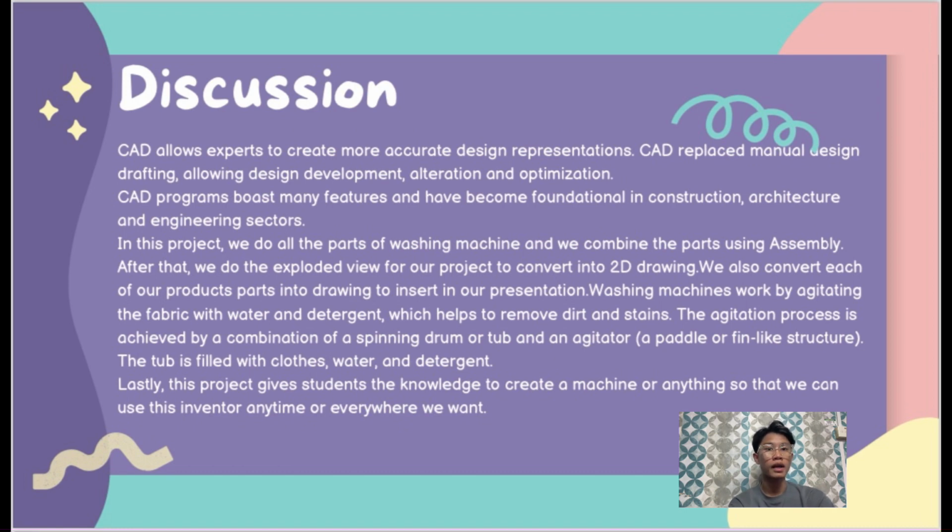Washing machines work by agitating the fabric with water and detergent, which helps to remove dirt and stains. The agitation process is achieved by a combination of a spinning drum or tub and an agitator, which is a paddle or fin-like structure. The tub is filled with clothes, water, and detergent. Lastly, the project gives students the knowledge to create a washing machine or anything so that we can use this Inventor anytime or anywhere we want.